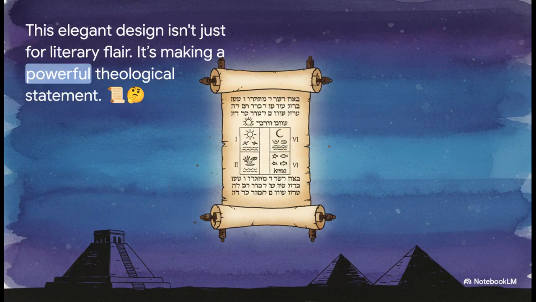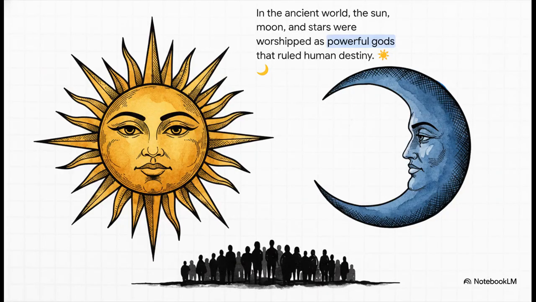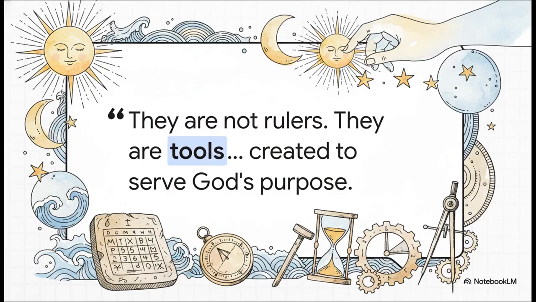But you know, this incredible design isn't just for show. It's not just clever writing. It's making a really powerful statement, especially when you think about the world this was written in. You have to remember, for cultures all around ancient Israel, like the Egyptians and the Babylonians, the sun and moon weren't just lights in the sky. They were powerful deities. Gods like Ra, the sun god, were believed to control everything, from the harvest all the way down to life and death itself. They ruled human destiny. So can you see what the story is doing here?